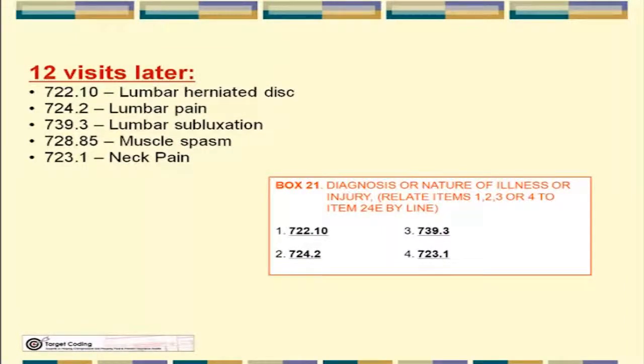12 visits later, you reevaluate the patient. Now you're down to 5 diagnosis codes. You went from 9 codes to 5 codes. What does that mean? That means 4 items got better. You helped the patient. They don't have those problems anymore. That's medical necessity when things get better. Whatever you did worked.